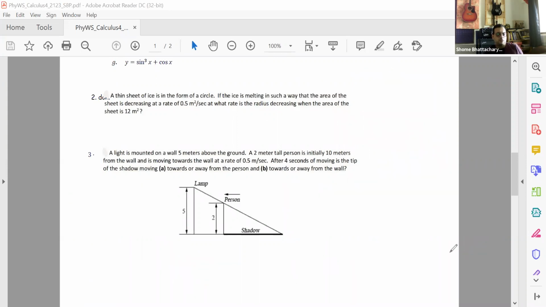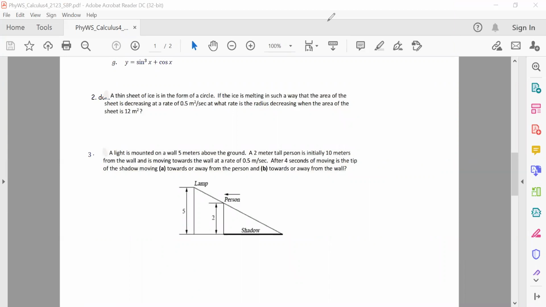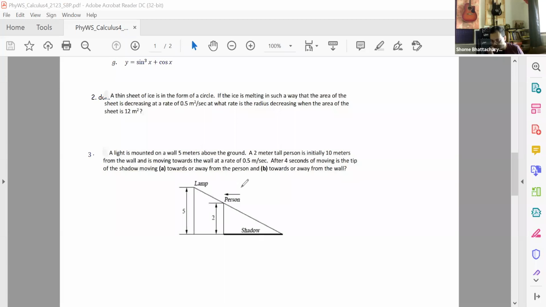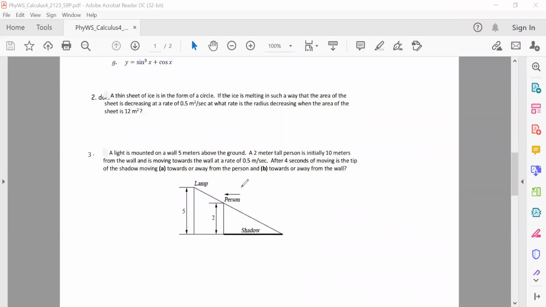Okay, let's come to the third question. Anybody has a doubt in the third question, or should we move on to the fourth question directly? So can you confirm the answer for the rate of change of the position of the tip of shadow? Rate of change of position of the tip of shadow. The answer. Okay, we can do that.